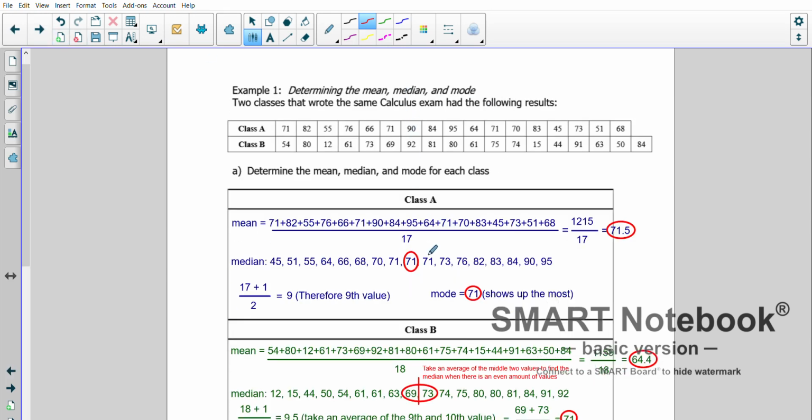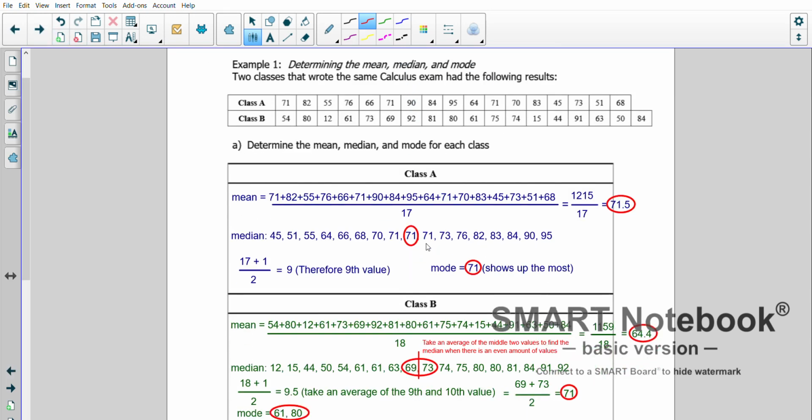So I've already taken the liberty of calculating all these for you. If we're looking at class A right here, and I want to calculate the average, these are all the students' test scores in this hypothetical calculus class. I'm just going to add them all up, and I counted there were 17, so I add them all up and divide it by 17. I got an average of 71.5.